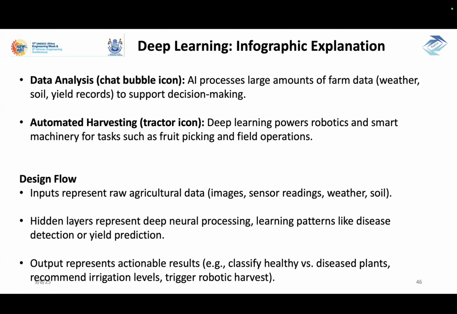a deep learning algorithm. So the input flows in: agriculture data, you have images, sensors, weather, and soil. The hidden layers now represent the neural network processing, and you have the learned pattern of disease. Now you can detect. So the output is what? It classifies whether it is a disease or it's healthy. It can also recommend regression labels. And sometimes, these days, you have robots. They can just be in the field, and if everything's ready, they just start doing their own things, because they have been trained by deep learning.